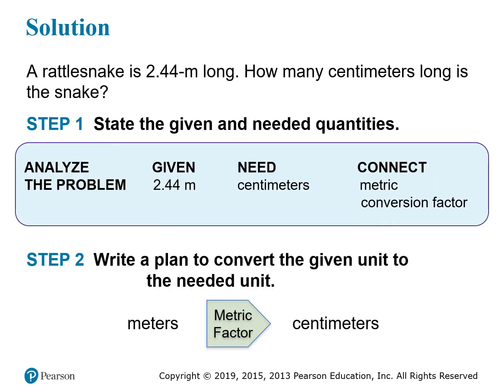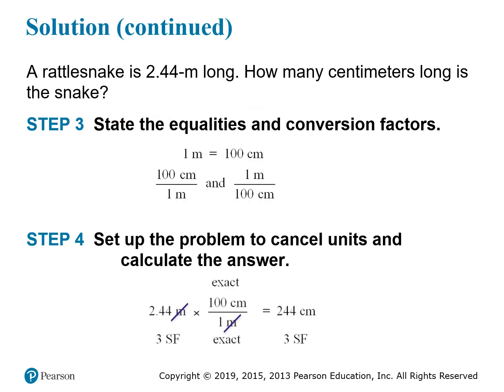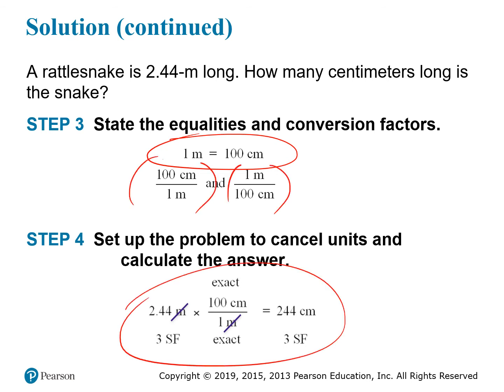The slides take you through the method of doing it that you saw previously, where first you analyze the problem to figure out what you have and what you need. Second, you set up a plan to figure out the conversion factors. Third, you use the equation between the units to figure out the conversion factors. And fourth, you set the problem up and solve it.